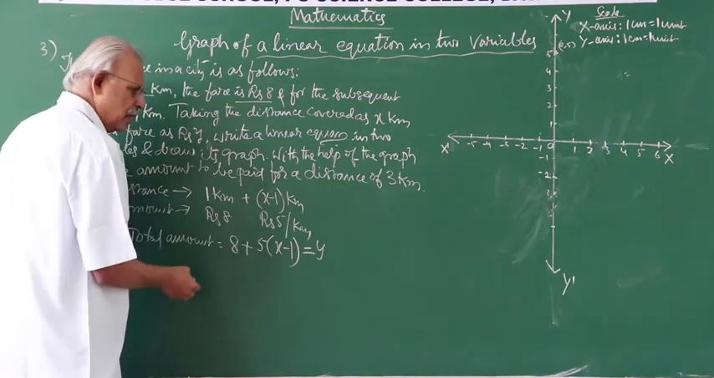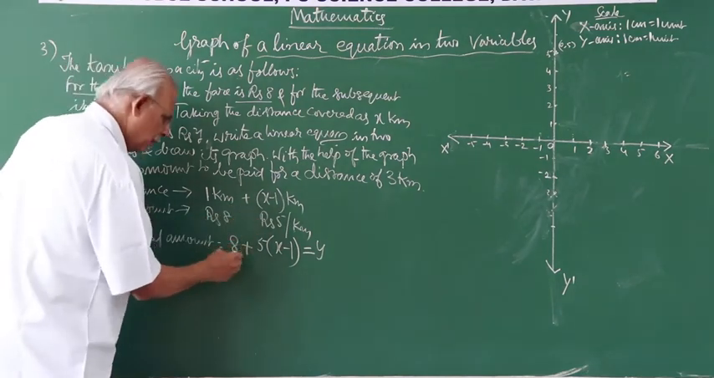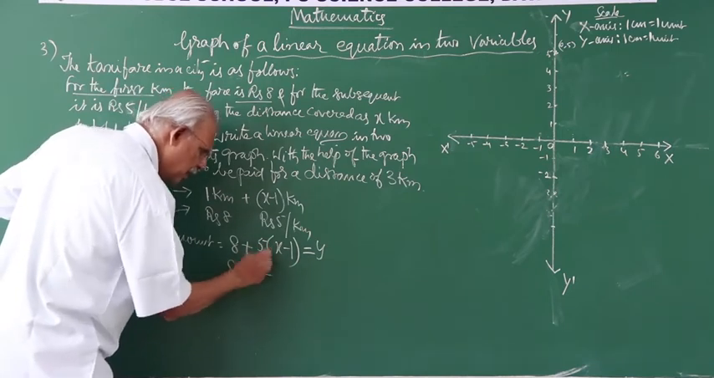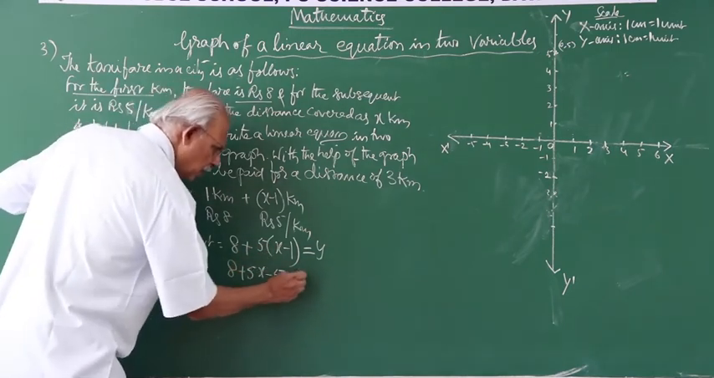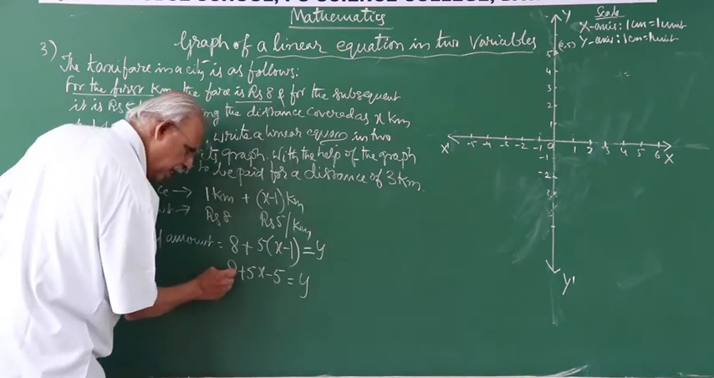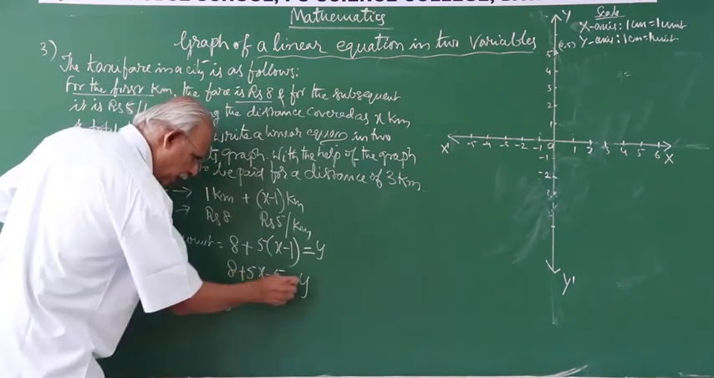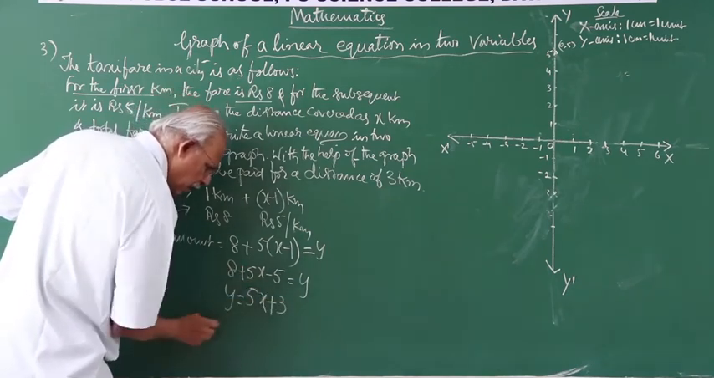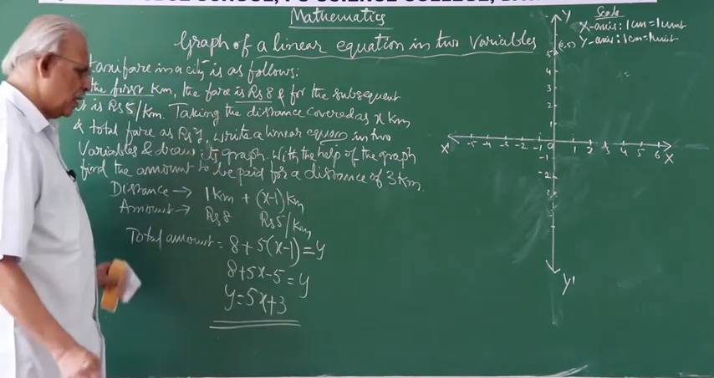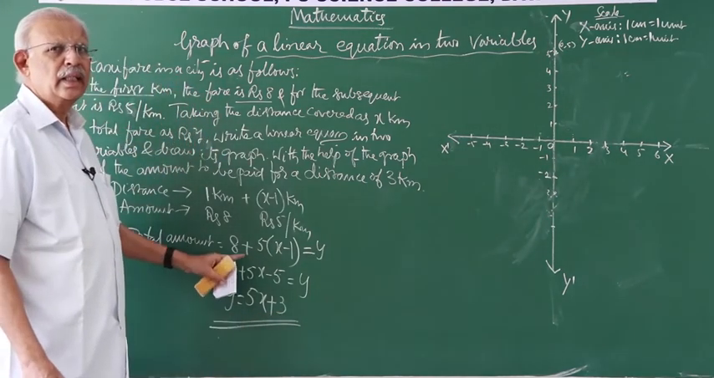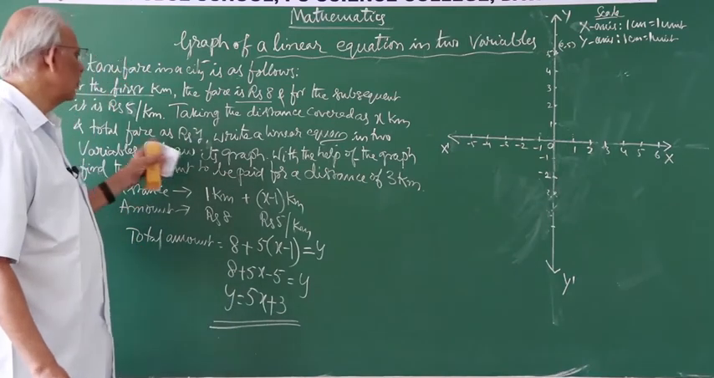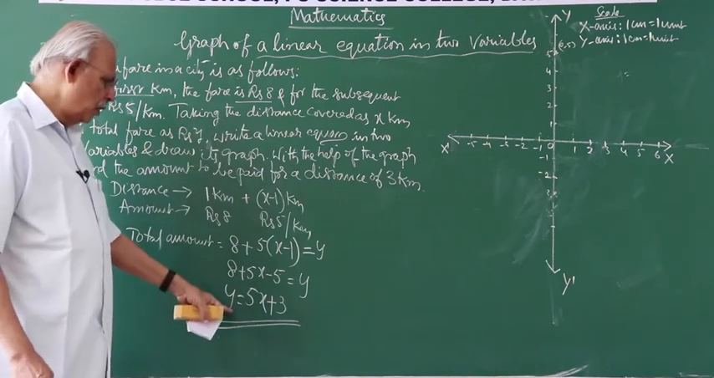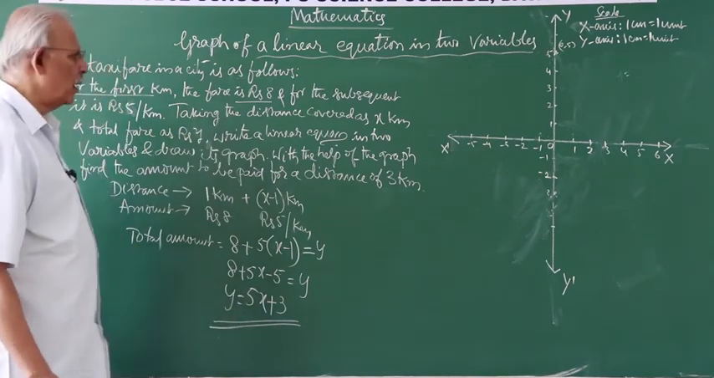So, with the help of this, you simplify this. 8 plus 5 into x, 5x minus 5 ones are 5, equals y. That is 8 minus 5 means 3. That is y equals 5x plus 8 minus 5 means 3. That is y equals 5x plus 3 is the equation. Write a linear equation. With the help of this information, you are going to get y equals 5x plus 3.